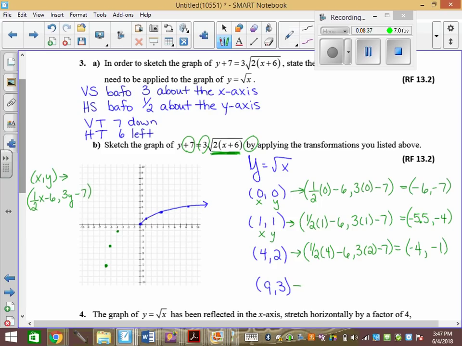And then (9, 3) is going to become a half of 9, which is 4.5, minus 6. And then 3 times 3 minus 7. So I'm going to get 4.5 minus 6, which is −1.5, comma 9 minus 7, which is 2. So (−1.5, 2). And there's my new graph.